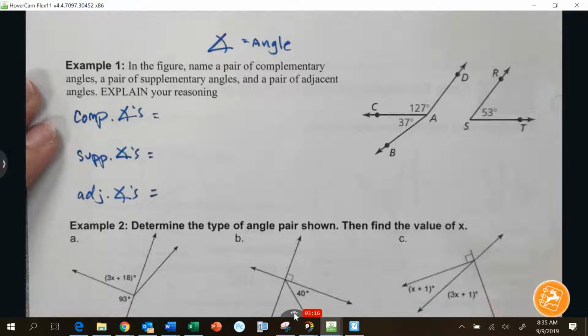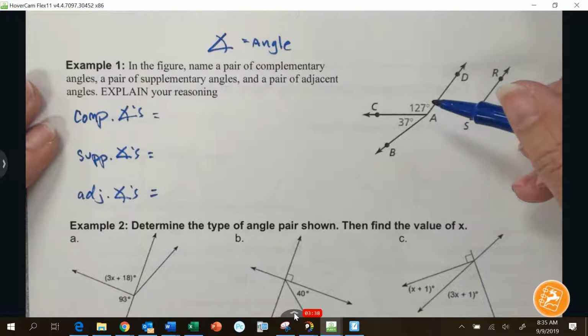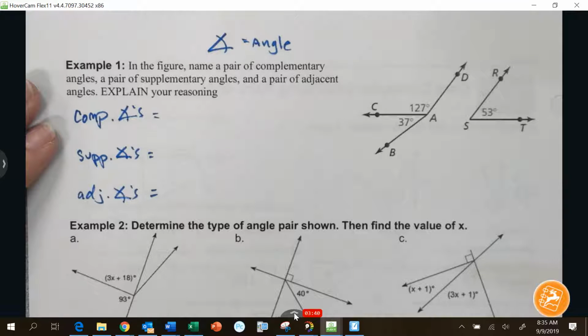Okay, complementary angles. They have to add up to be 90. Do we have any complementary angles here? Ryan, do you see any complementary? No? Okay, well, we're going to try harder because they're going to add up to be 90. Can the 127 be one of them? No. Okay, so what could maybe be one of them?